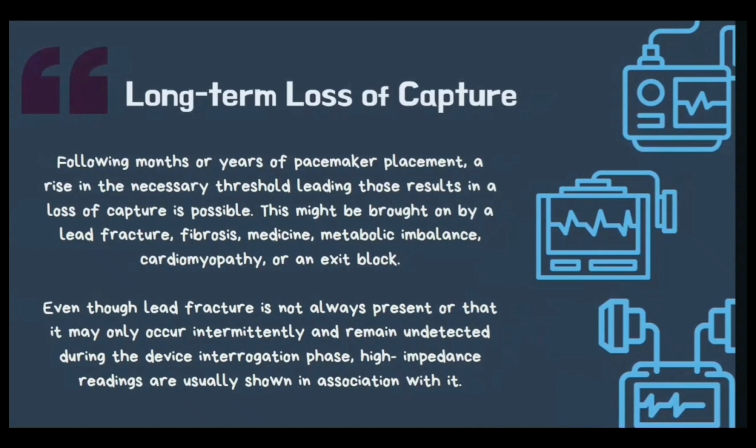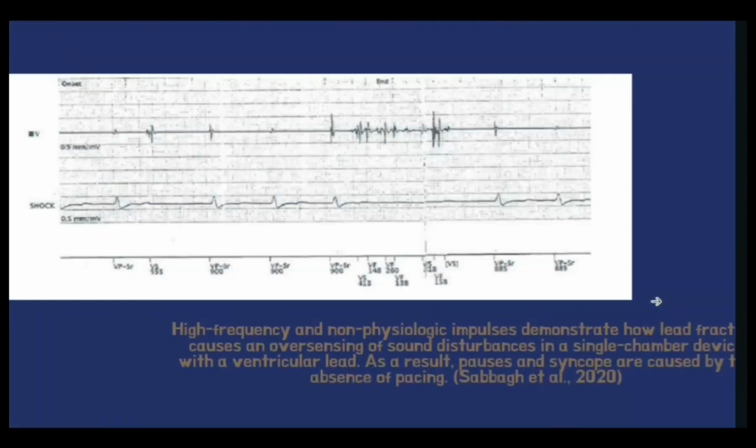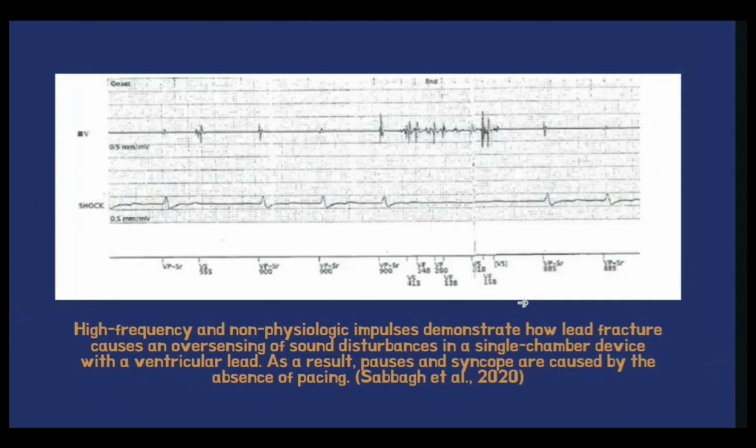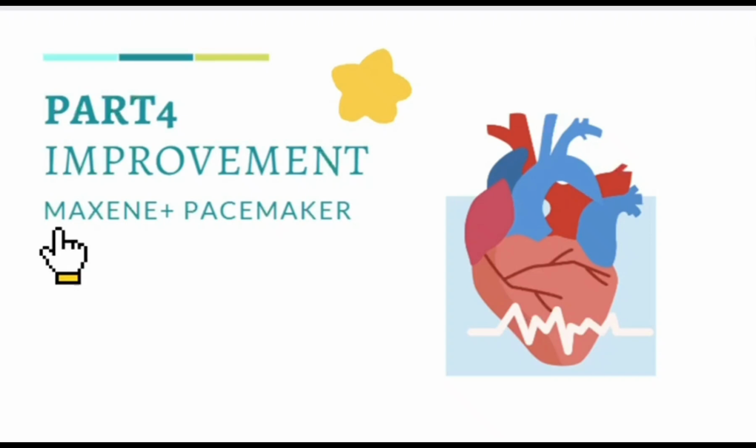It occurs in the months or years following pacemaker placement, where a rise in the necessary threshold results in loss of capture. This might be brought on by a lead fracture, fibrosis, medicine, metabolic imbalance, or even an exit block. The following page shows an example of a patient who requires pacing and has a fractured lead with noise on a single-chamber ventricular lead. In this diagram, the pacing, pausing, and syncope were due to the lead fracture and oversensing of high frequency impulses. For the last part, I'm going to give some suggestions on how pacemakers can be improved.